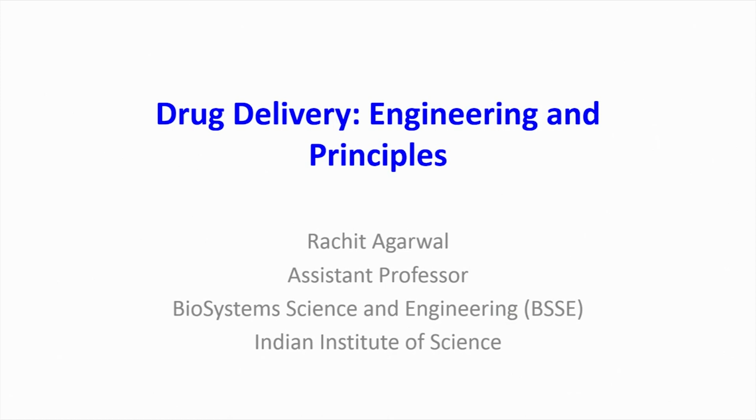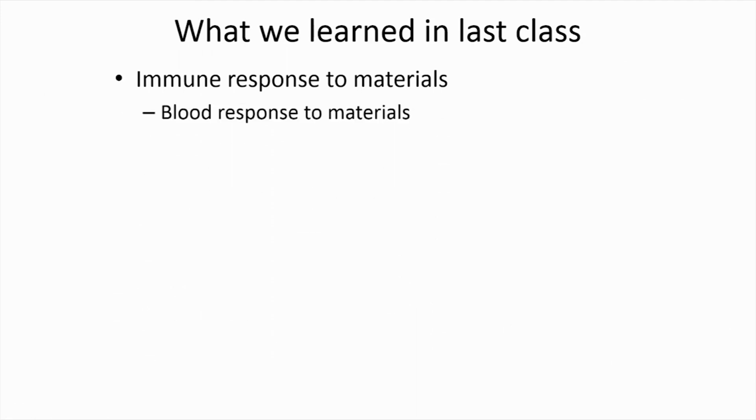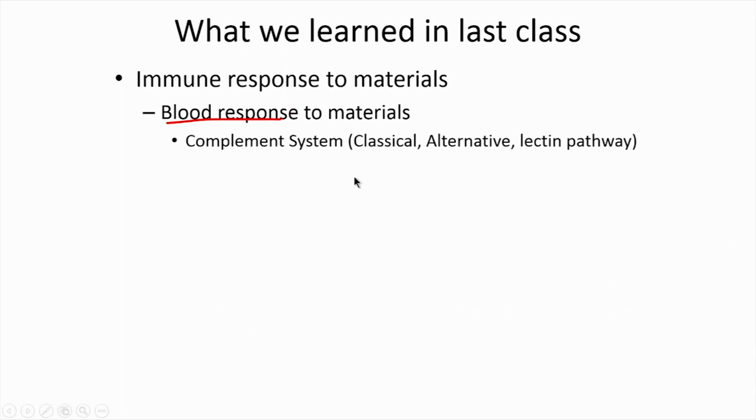So, let us do a quick recap of what we learned in the last class. In the last class, as I just mentioned, we were looking at immune response to materials, and specifically we are looking at blood response. We said that there are two ways in which the blood can respond.